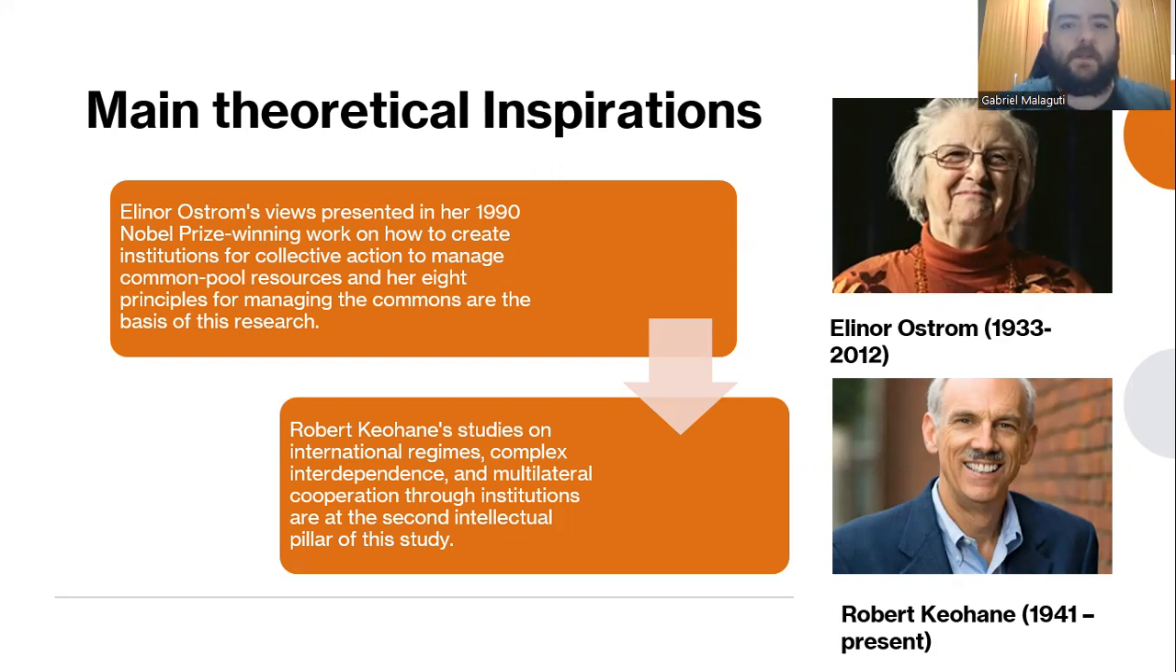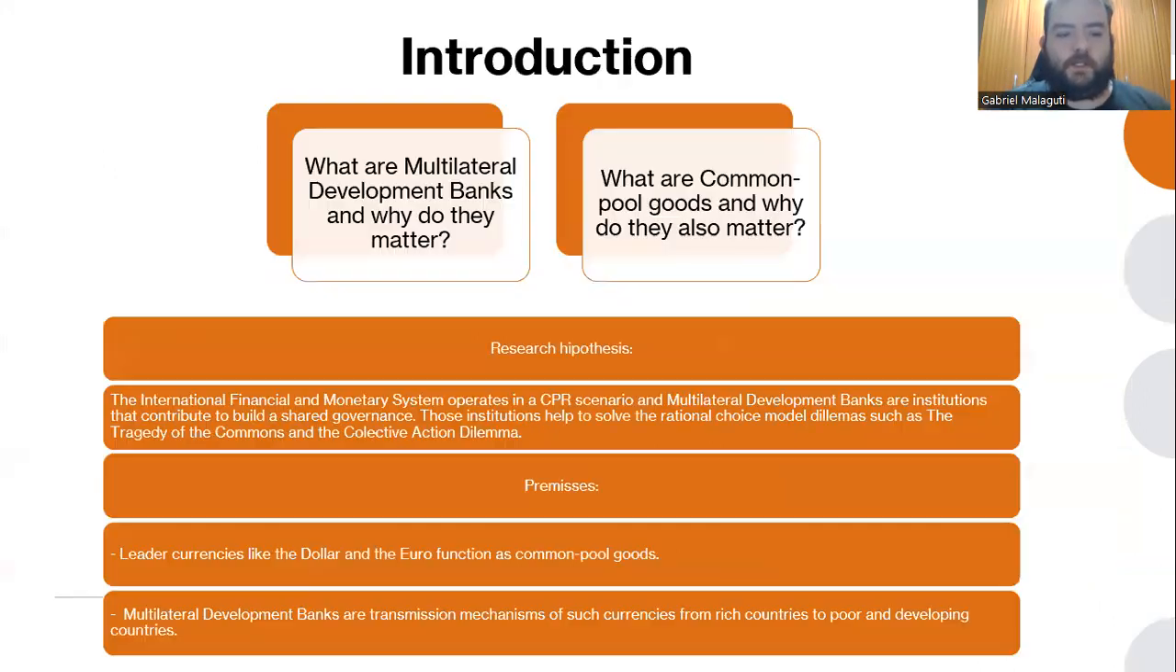So basically, what I'm trying to do here is use her theory in new institutional economics with what Professor Robert Calhoun presents in political science as international regimes, what he calls complex interdependence within multilateral cooperation. What he studies is how countries can cooperate within international institutions in order to achieve peace and prosperity as a mutual agreement amongst them. Those are the two pillars of my research.